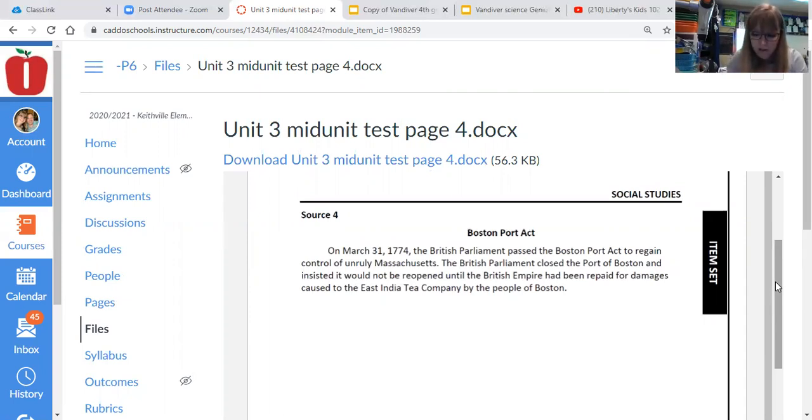So question 5 says, using source 4, why did the British Parliament impose the Boston Port Act? A, increase the pay for troops protecting Boston against unruly citizens. B, to buy the loyalty of local government officials in Boston. C, reacting against the destruction caused by colonists at the Boston Tea Party. Or D, to impose restrictions against the citizens of Boston for causing the Boston Massacre.